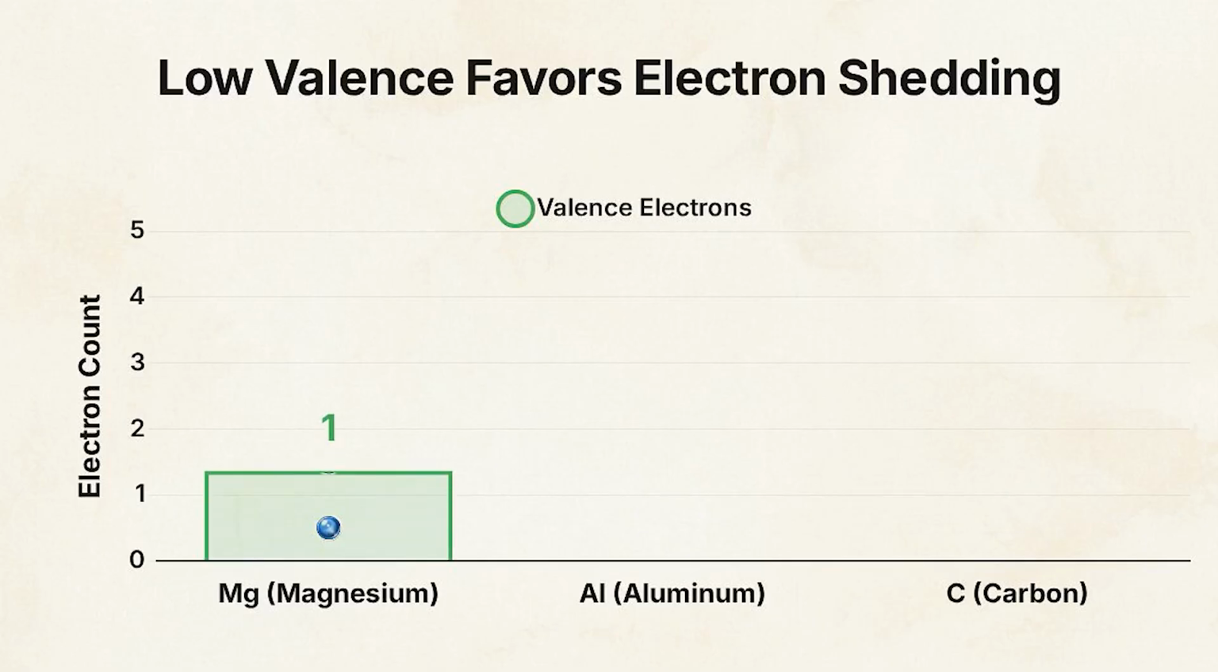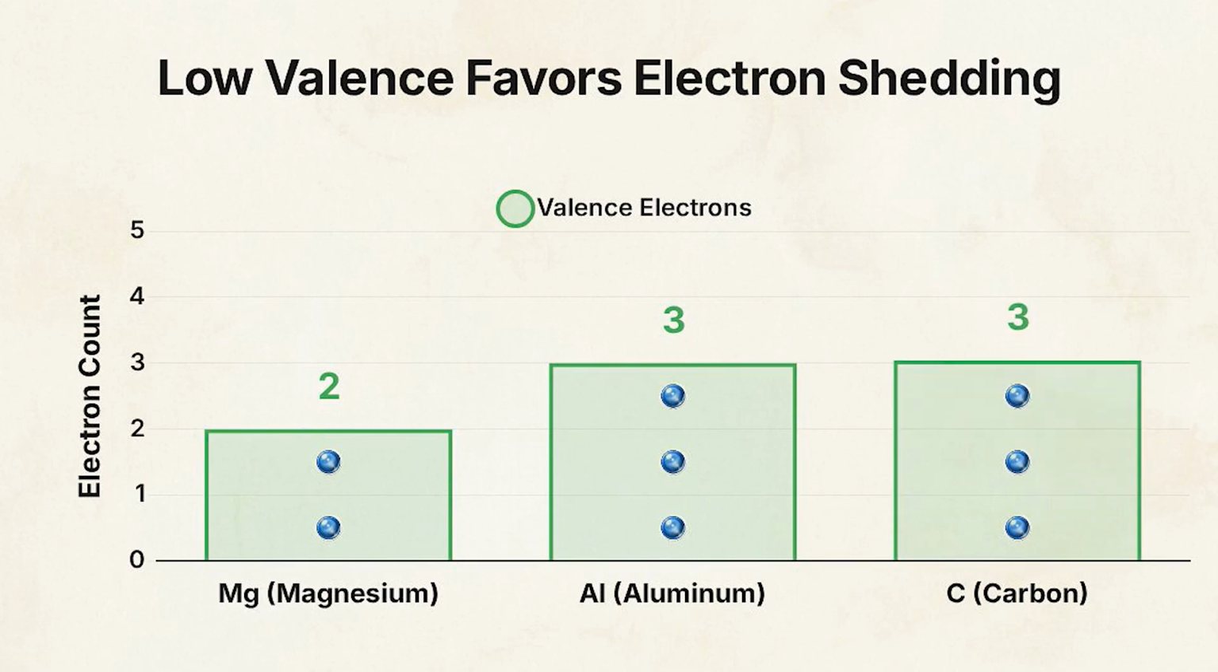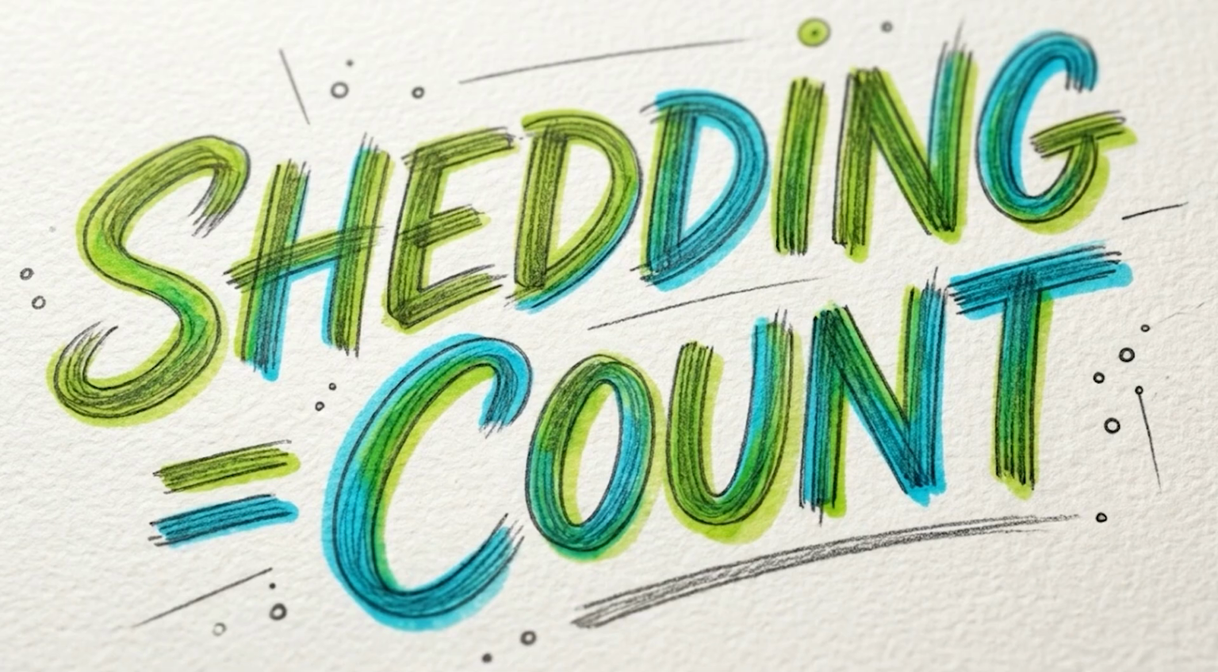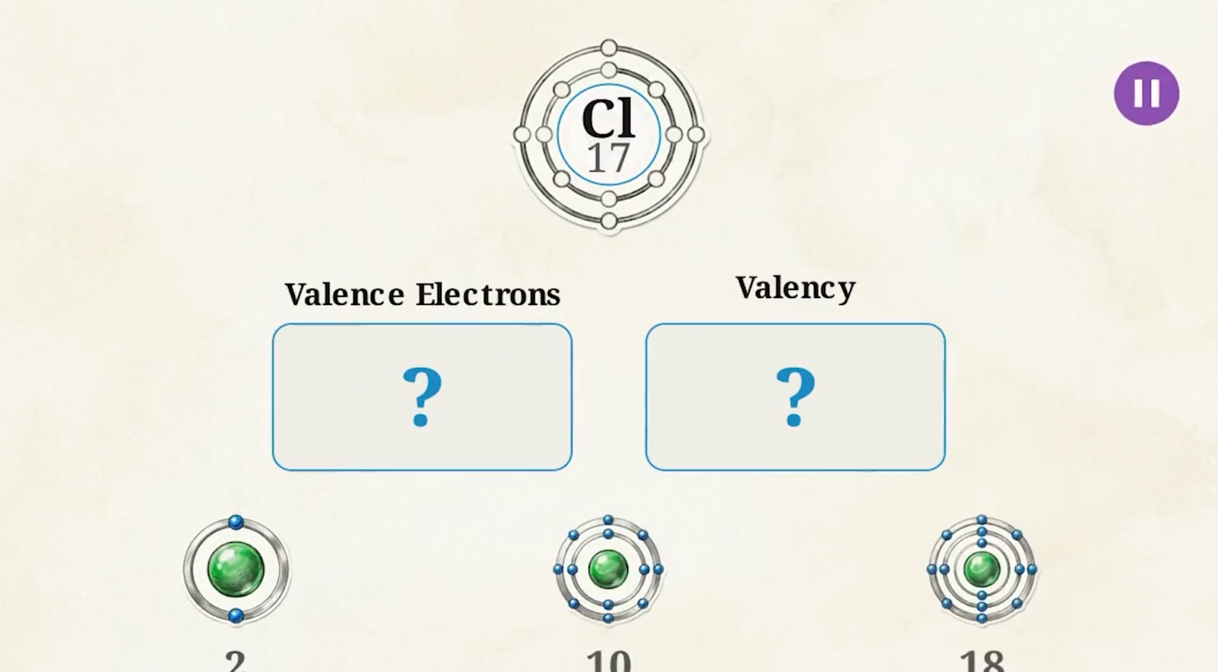This same logic holds for magnesium with 2 valence electrons, aluminum with 3, or carbon with 4. Because shedding these smaller numbers is always the lower energy path, their valency perfectly matches their valence count. Let's put this to the test. Hit the pause button and calculate both the valence electrons and the valency for chlorine, which has an atomic number of 17. Use your 3 anchors.